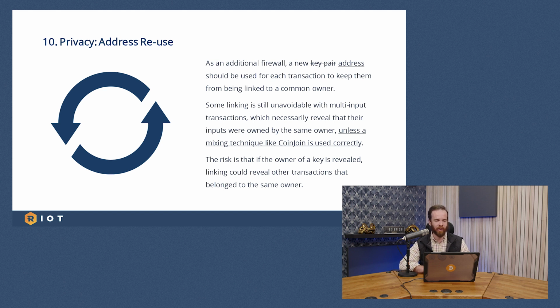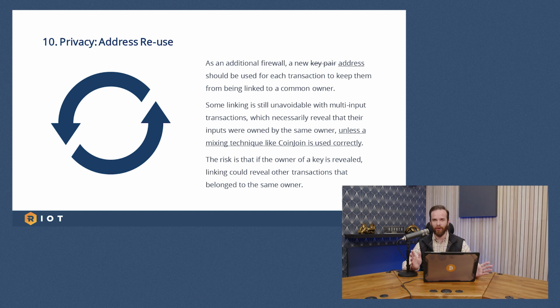By the end of this, it'll be a completely new white paper. We'll call it Pierre Rochard's white paper. People would be so outraged. Okay, anyway. A new address should be used for each transaction to keep them from being linked to a common owner. Some linking is still unavoidable with multi-input transactions, which necessarily reveal that their inputs were owned by the same owner. And here, we'll add, unless a mixing technique like CoinJoin is used correctly.